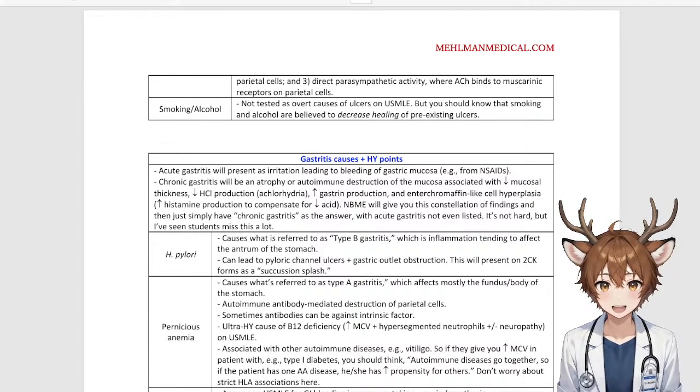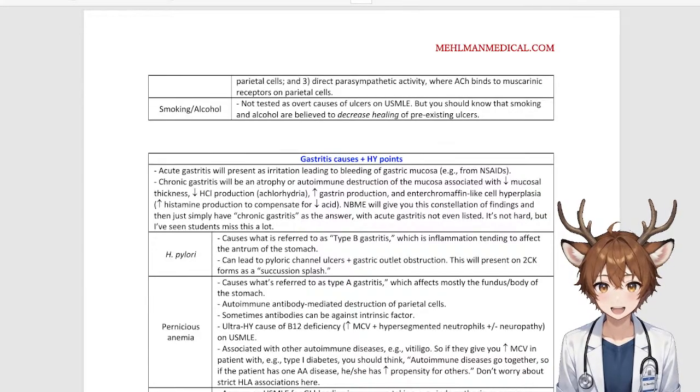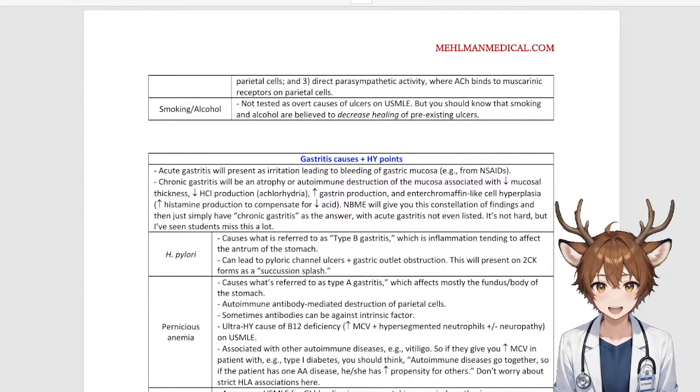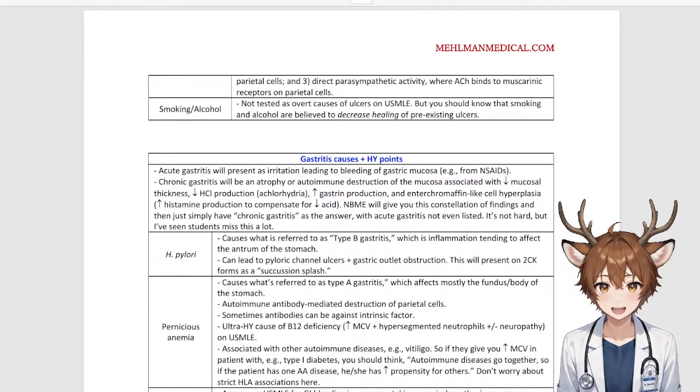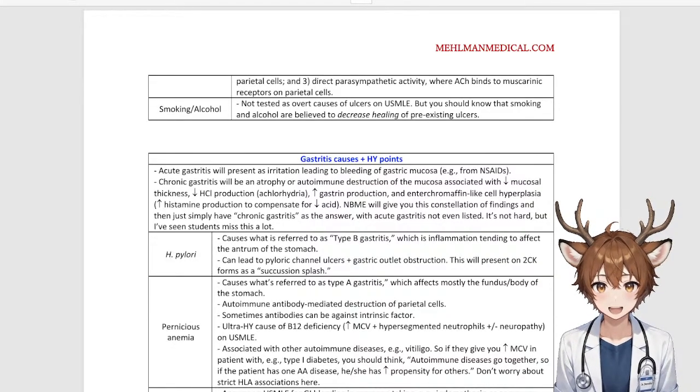Hello, it's Dmitry again. Today we're back in the Gastroenterology section for Mehlman Medical Internal Medicine PDF. So this is going to be part 2 for the Gastroenterology section. We're on page 116. We're going to begin with the gastritis causes plus high yield points.